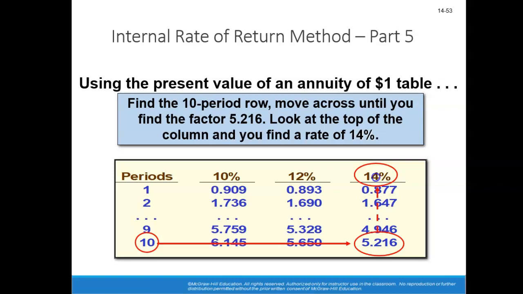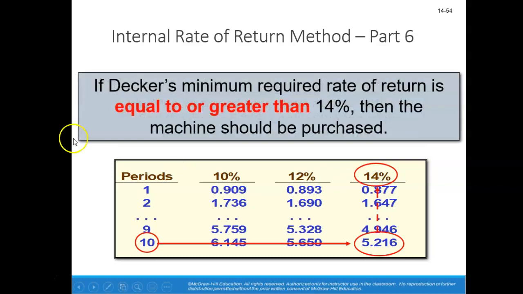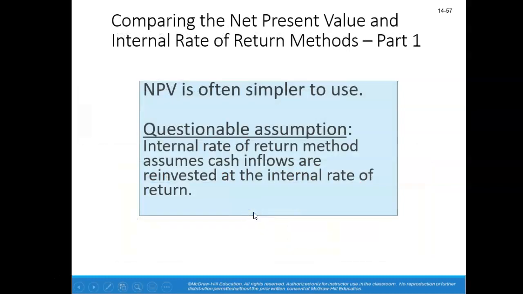So we need a 14% rate of return in order for us to have a present value of zero. Okay? So if our minimum rate of return is equal to or greater than 14%, then we would accept this particular project, because to get the internal rate of return, that factor was 5.216. So if the required rate of return is equal to or greater than 14%, then this machine should be purchased.